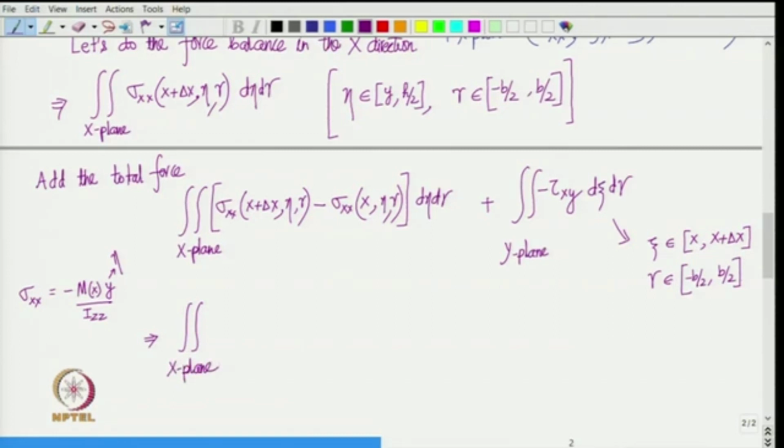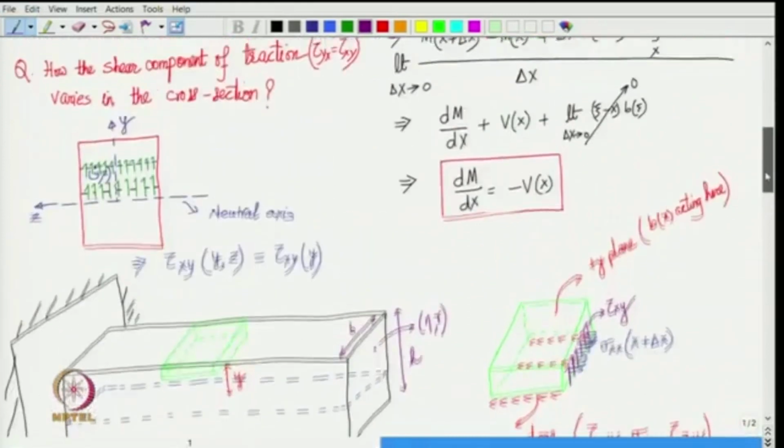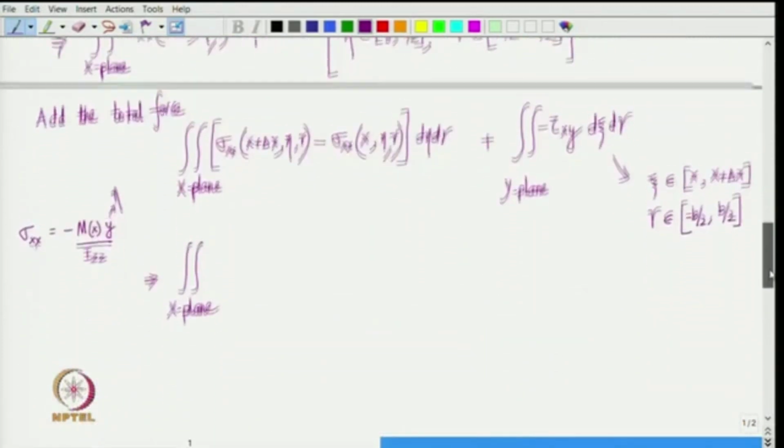and you see the x plane is just a small part of the cross section, it is not the entire cross section. The x plane in the y direction varies from y to h by 2, it does not vary from minus h by 2 to h by 2, because we are only looking at the x plane of that green element. Okay. Can you look back here? So, the x plane only of this green element here. All right. So, let us go back to our derivation.